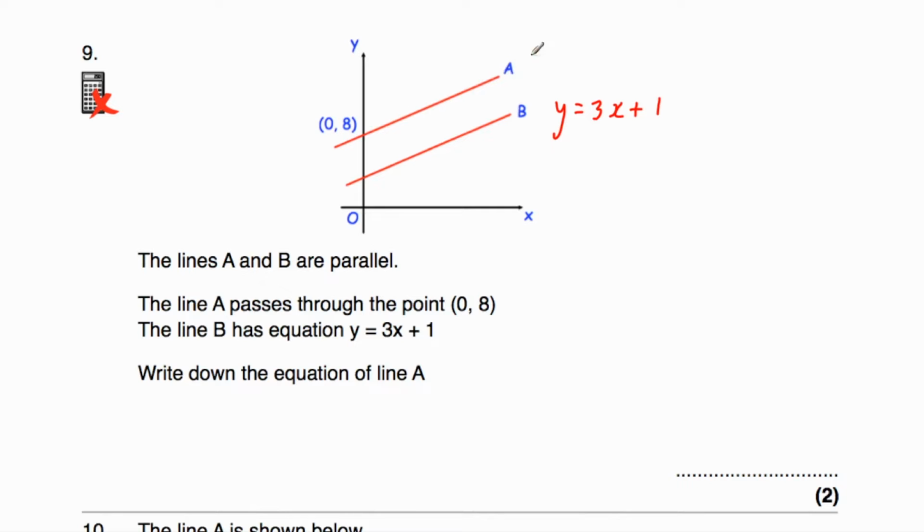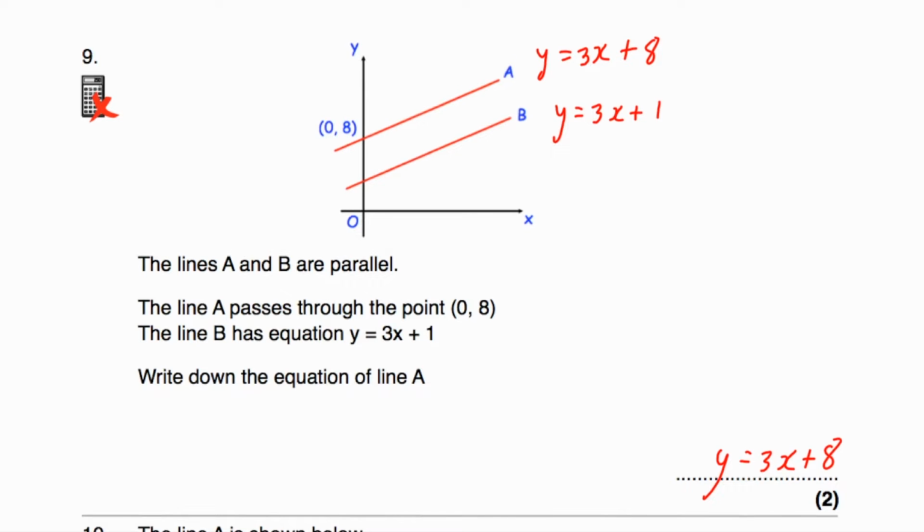So let's write down the equation of this line A. So we know it's got the same gradient, so it's going to be y equals 3x because it's got the same gradient as the other line. And the gradient was 3, so our line's y equals 3x because it's got a gradient of 3. Now we need to find the plus c part where it crosses the y-axis. And this line A crosses the y-axis at 8, so our y-intercept will be 8. So our equation would be y equals 3x plus 8. And that's it.